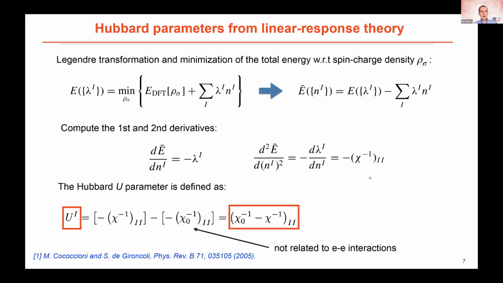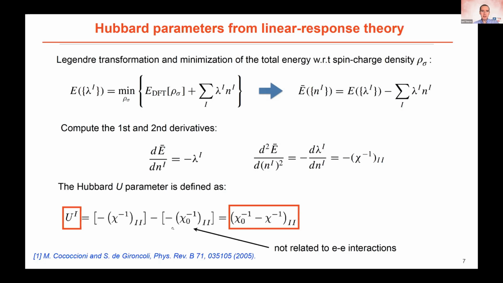So chi is the so-called response matrix. And finally, we can define the Hubbard U parameter as we said, it's the second derivative of the total energy. So that's why we write minus chi to the power minus 1. But there is one more trick here. We subtract one term, which is minus chi naught to the power minus 1. So this is the bare response matrix. And this object is not related to electron-electron interaction. So we need to remove it.